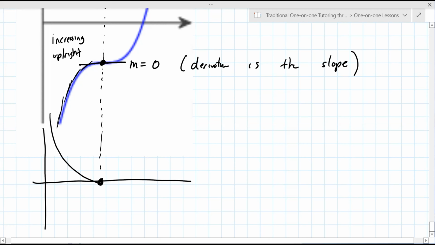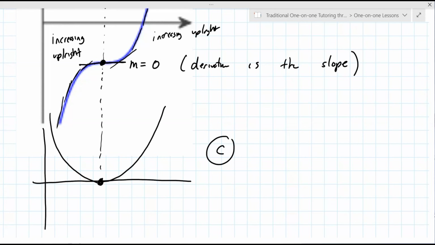Now, if we do the same thing over here on the right and we start drawing tangent lines, all the tangent lines have positive slope. They're all going up and to the right. So this is also increasing up and to the right. And so the graph of the derivative, the graph of the slopes, is also increasing. So you're looking for a graph that looks like this.